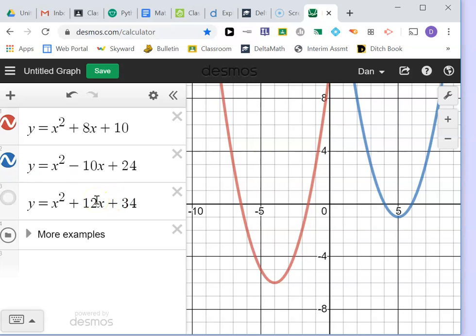Okay, and what about this one? What direction do you think it's going to shift? Well, half of this is 6, and then the opposite would be negative 6. So we're thinking it should shift 6 to the left. Let's see that. Okay, cool.